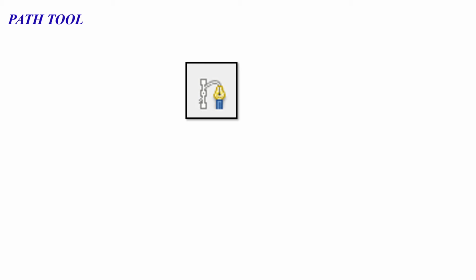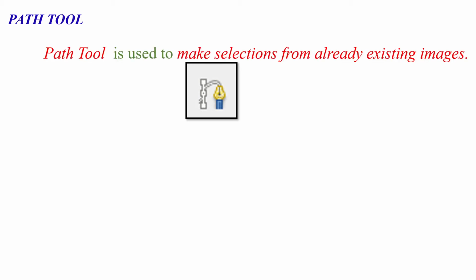Look at the icon for the path tool. What is the purpose of using the path tool? Path tool is used to make selections from already existing images. If the pictures already exist, if you want to make any corrections, if you want to edit that picture, you have to use the path tool.